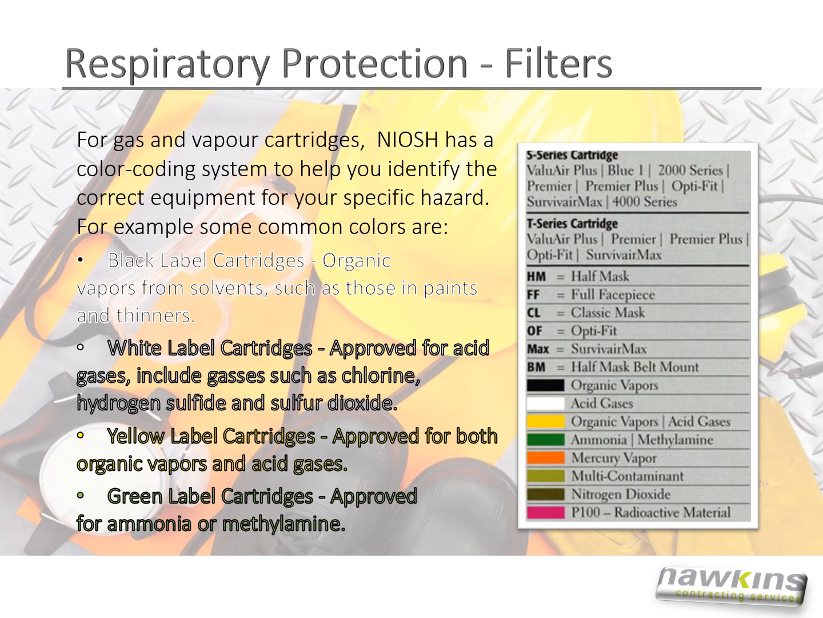For gas and vapor cartridges, NIOSH has a color coding system to help you identify the correct equipment for your specific hazard. For example, some common colors: organic vapors from solvents, such as those in paints and thinners, require cartridges with a black label. Cartridges approved for acid gases include gases such as chlorine, hydrogen sulfide, and sulfur dioxide, and they have a white label. Yellow labeled cartridges are approved for both organic vapors and acid gases. And cartridges approved for ammonia or methylamine have a green label.